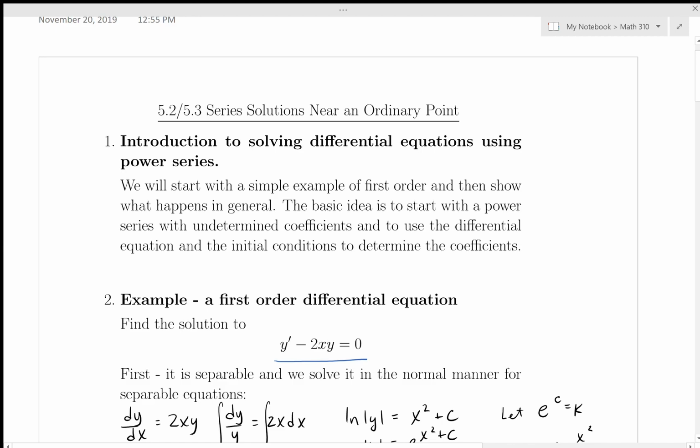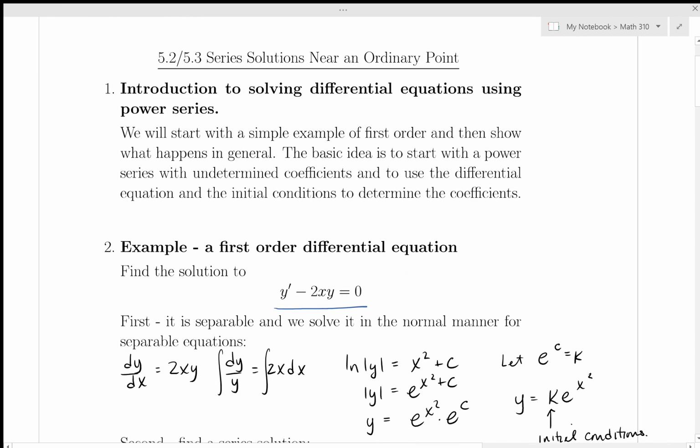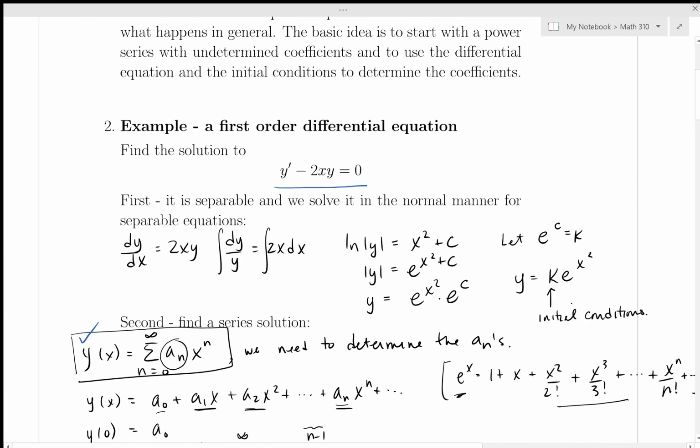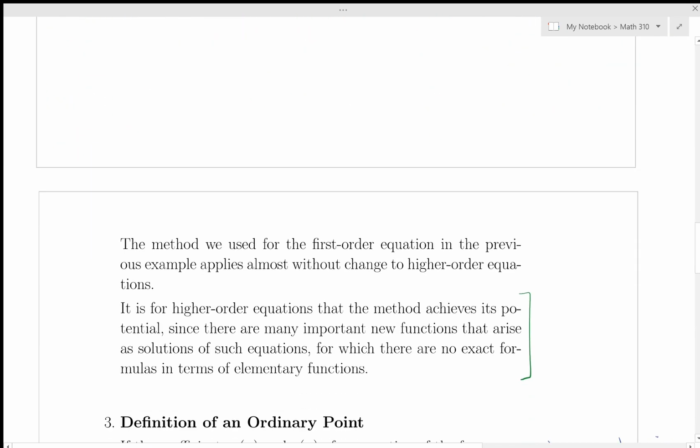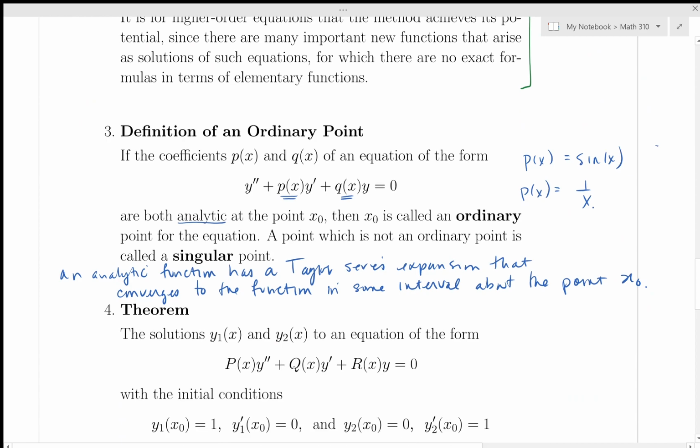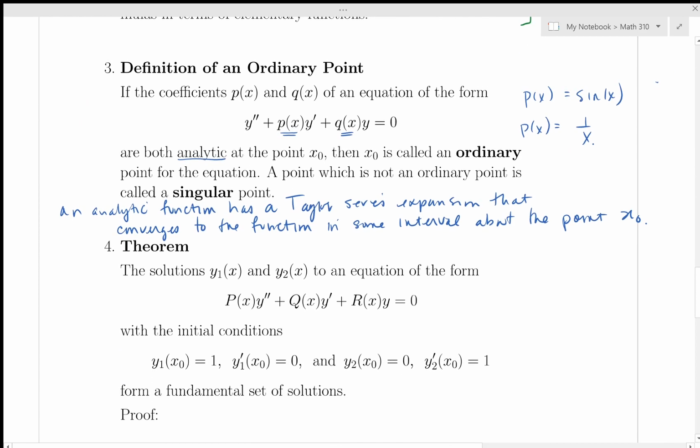This is part B of the 5.2, 5.3 series solutions near an ordinary point. So just to recap where we're at, we had gone through talking about what the series solution method looks like. We've done an example. This is in part A of the lecture. And we had gotten to this point here where I had defined an ordinary point. So right now we're talking about series solutions in the neighborhood of an ordinary point.